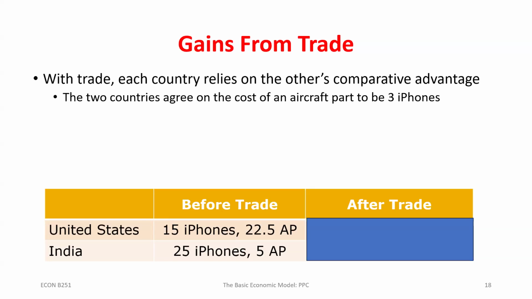So if each aircraft part we agree is worth 3 iPhones, and the US is going to give 5 aircraft parts, it's putting all of its resources into producing only aircraft parts. It's going to give 5 to India. So India is now going to have 5 aircraft parts. How many iPhones is India going to have to give the US? Well, if each aircraft part is worth 3 iPhones, the total would be 15, right? So the US is going to get 15 iPhones. India is going to have to give up 15 iPhones.